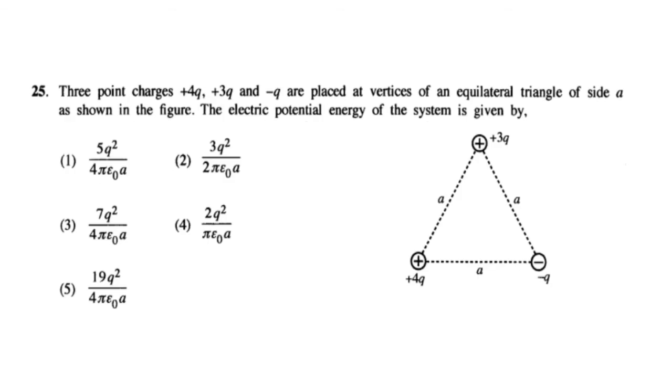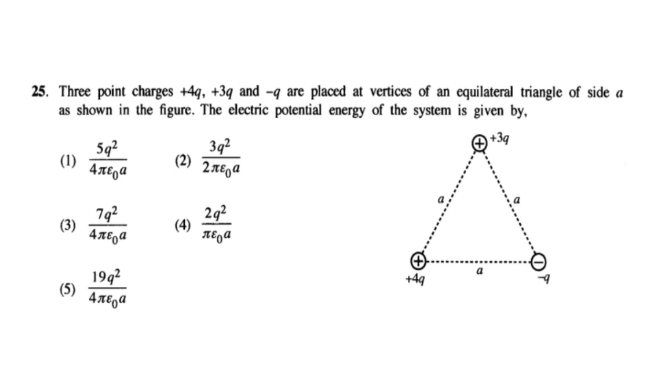Question number 25. Three point charges are placed at the vertices of an equilateral triangle as shown in the figure. They are asking for the electric potential energy of the system. Electric potential at a point r distance from a point charge is given by V equal Q over 4 pi epsilon naught r. Here in this question they are asking for the potential energy of this system.